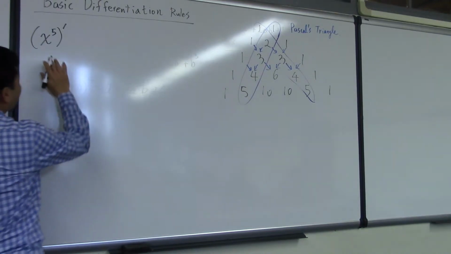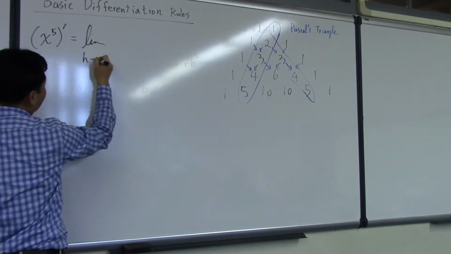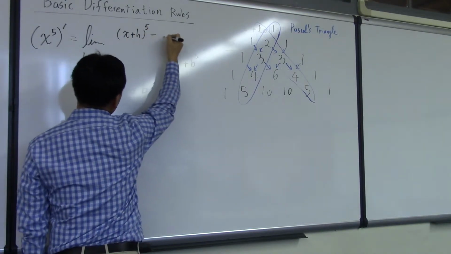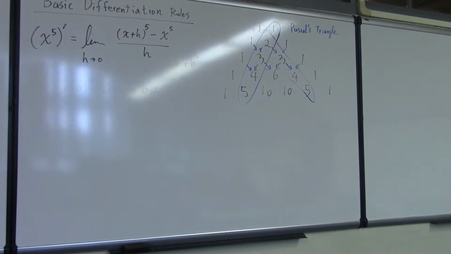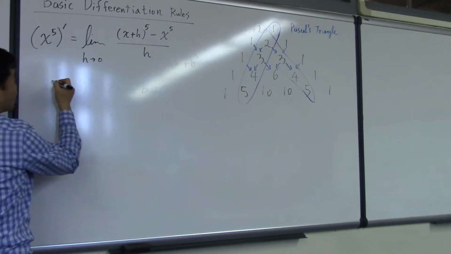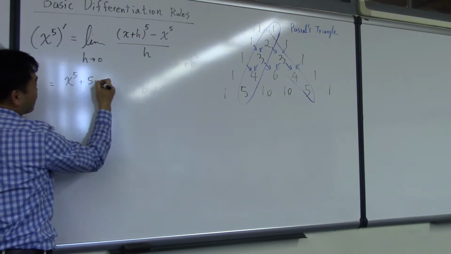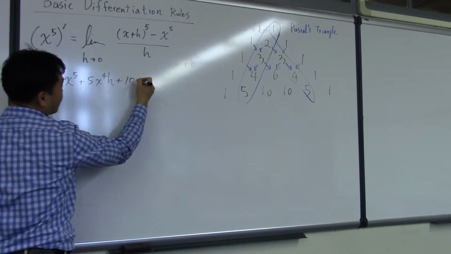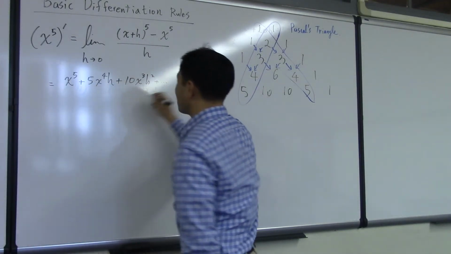Okay? So x to the 5th power prime, according to our definition of the derivative, is the limit as h goes to 0 of x plus h to the 5th power minus x to the 5th power, divided by h. Now this is like a plus b to the 5th power, so we can use that, right? So we can say that's x to the 5th power plus 5x to the 4th h plus 10x to the 3rd h squared, and I'm getting tired, so I'll just leave it like this.